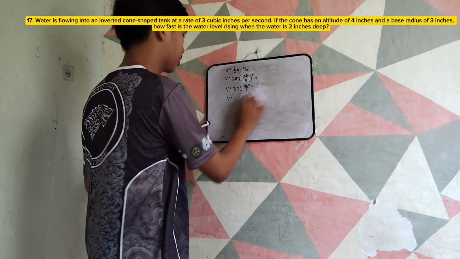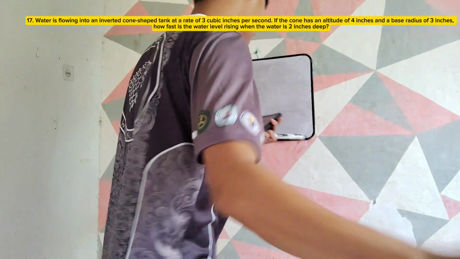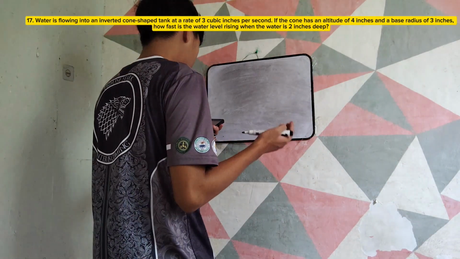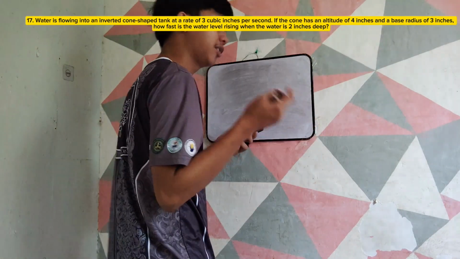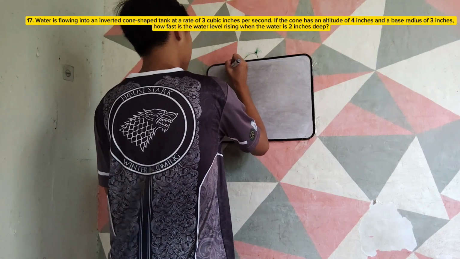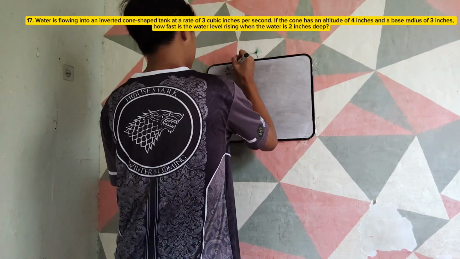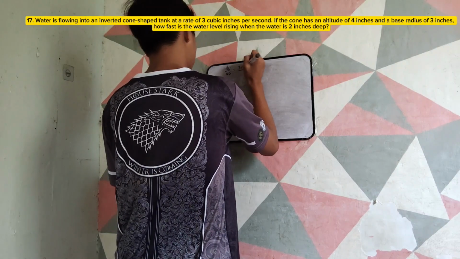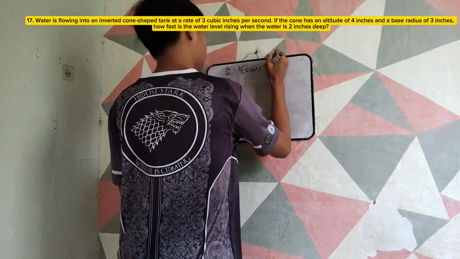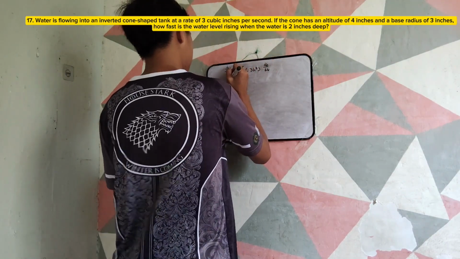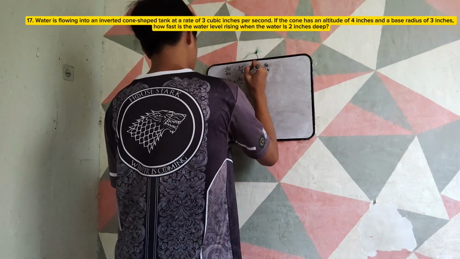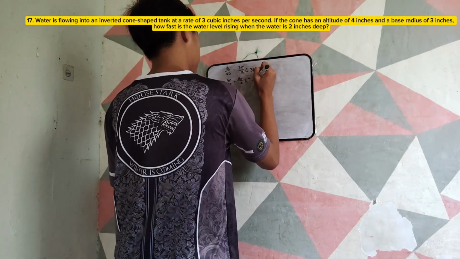3 pi over 16 height cubed. So we should use it later on because we differentiate with respect to t. So we plug in the values and solve for dH over dt. So dV over dt is equal to 3 pi over 16 times 3h squared dH over dt. So dV over dt is equal to 9 pi over 16 height squared dH over dt.